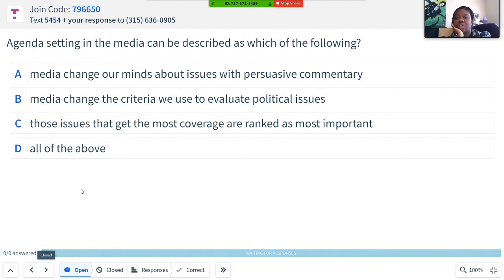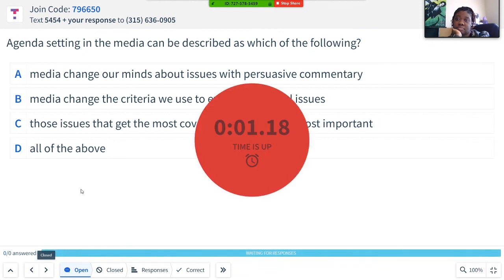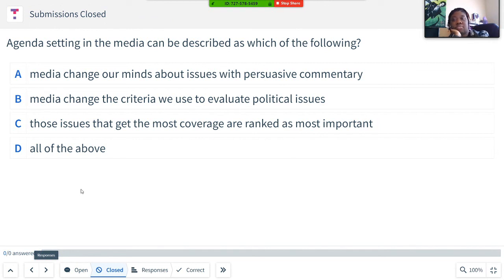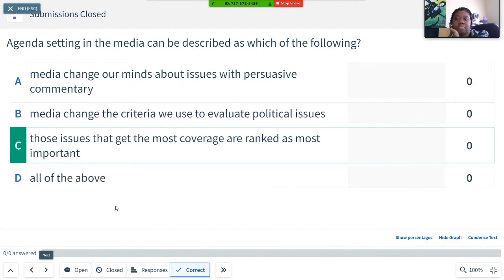We got one for D, all of the above. Two for D. Three for D. Nope. C, those issues that get the most coverage are ranked as most important. The more a story is reported in the media, the more important it's perceived to be by the media. So right now, coronavirus is the most important. That's all the media is talking about.